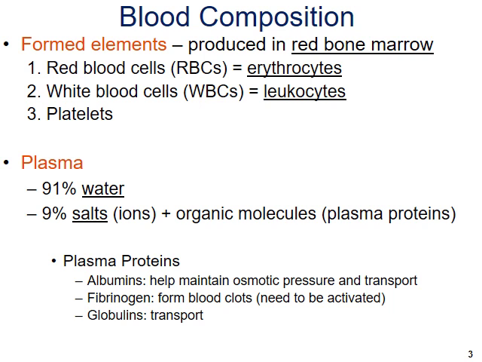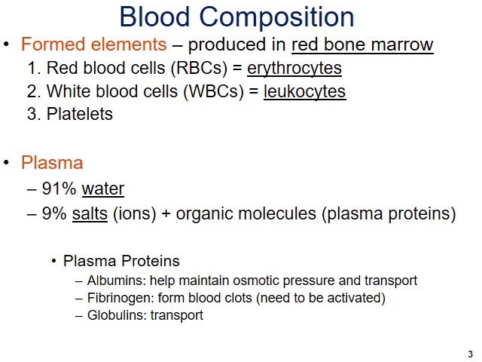And plasma is mostly water, and then the remaining 9% are salts, which divide up into ions, and other organic molecules. So think of plasma proteins. There's going to be a little glucose in there. There could be some lipids in there too, but typically it's the proteins.